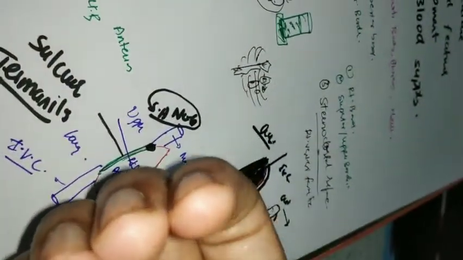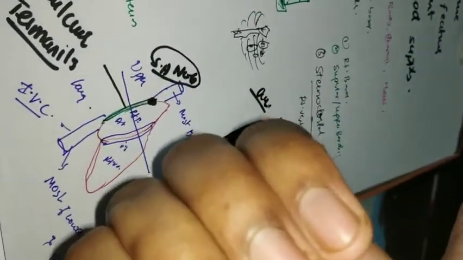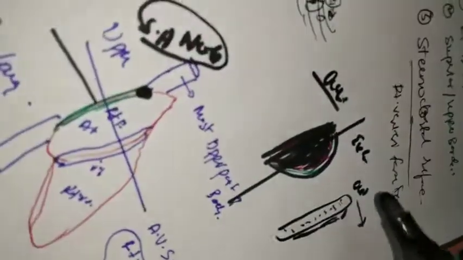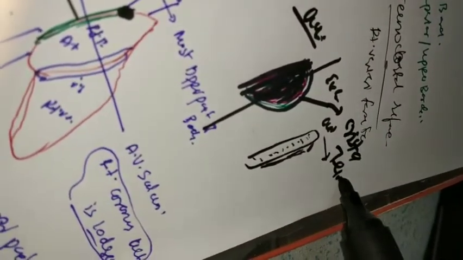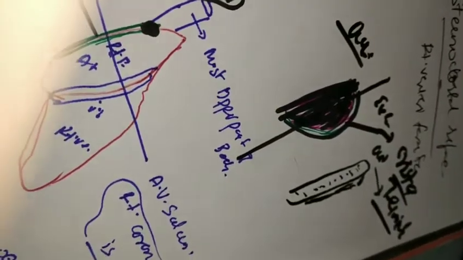You're seeing from the external surface, so you can see this is your space. This is known as your sulcus terminalis, and these fingers are forming a ridge-like structure. You can see the ridge, right? Here it is shallow and here it is raised. So this ridge is known as crista terminalis. That ridge is known as crista terminalis.